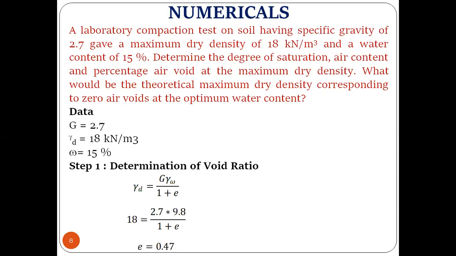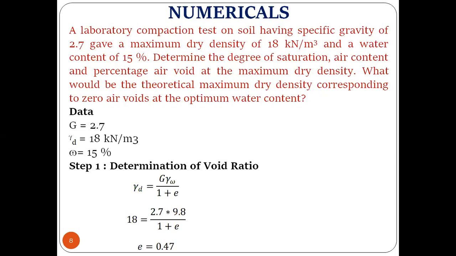What are the given data here? As I told, G they had given, that is specific gravity 2.7. Gamma D they had given, that is 18 kilonewton per meter cube, and W is given, that is 15%. So first thing we have to find out is what? Determination of void ratio. Right, first we have to find out the void ratio so that we can easily find out the degree of saturation.